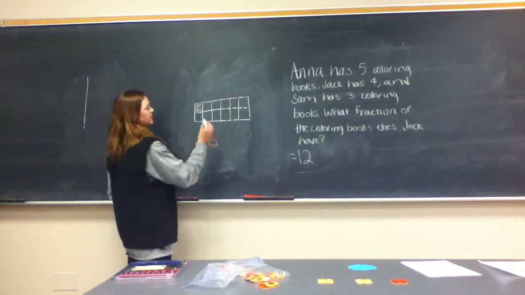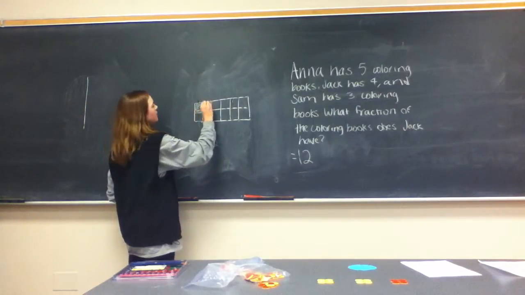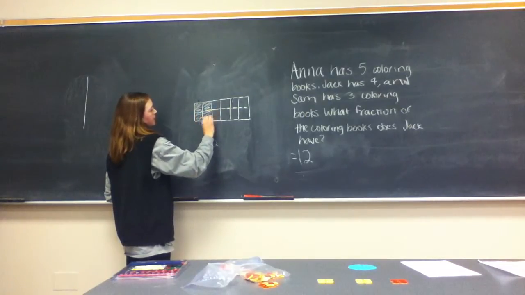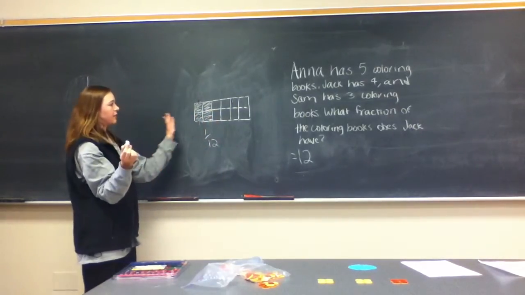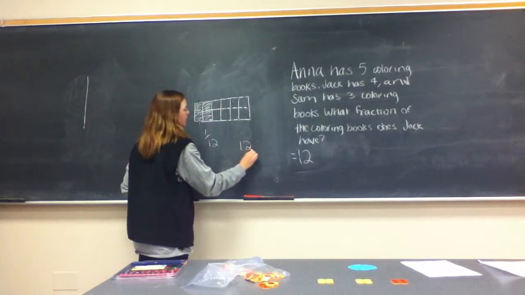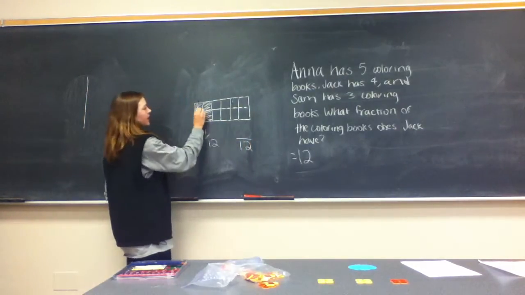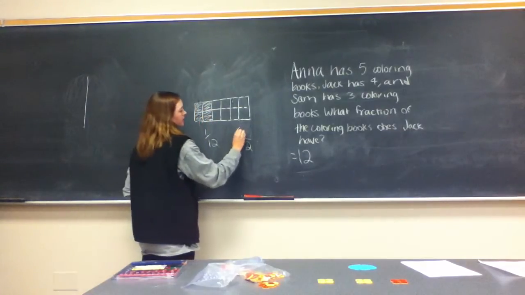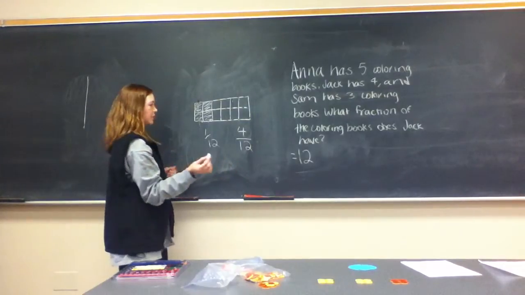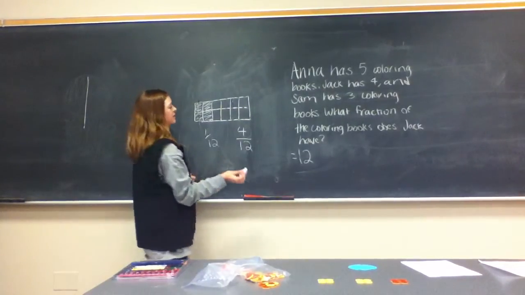So we said that Jack has 4 coloring books. So we've already shaded in one. We're going to shade in another. He has 2, 3, and 4. So we can see that we have 4 shaded in out of 12. So in this area here, we said our total area was 12 boxes, and he has 4 shaded in. And so looking at this looks a little different than the first fraction we found. So we're going to talk about equivalent fractions a little bit.